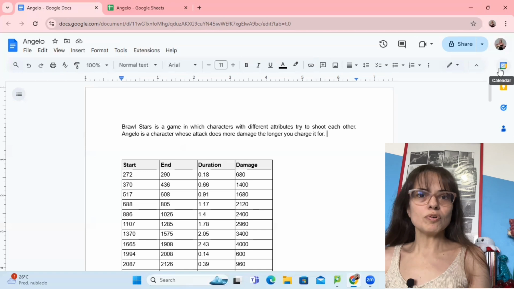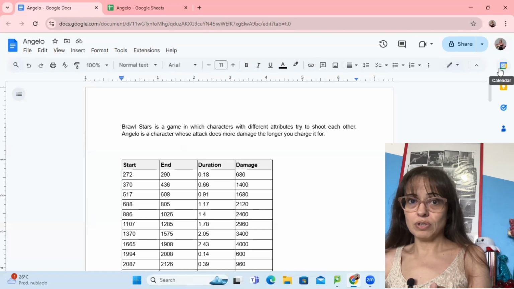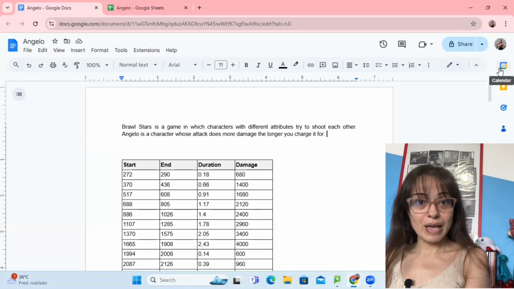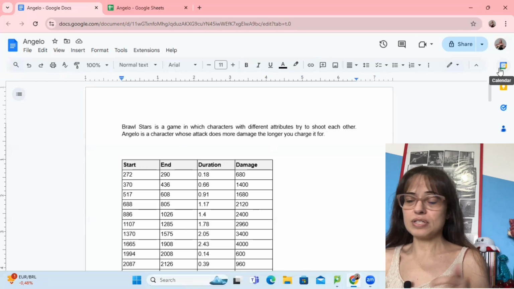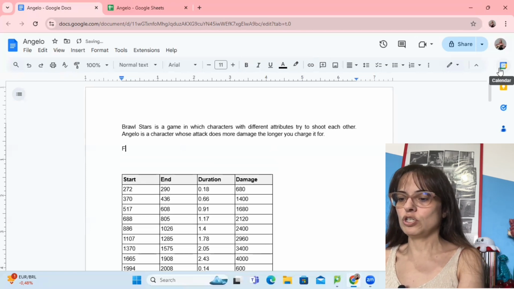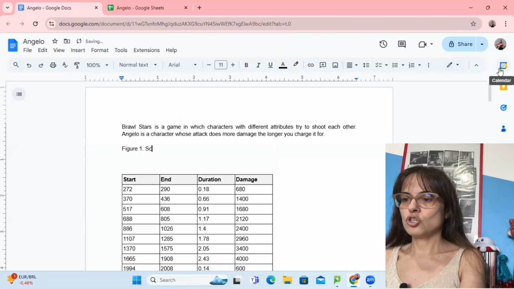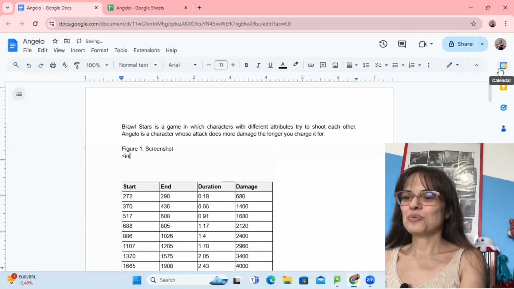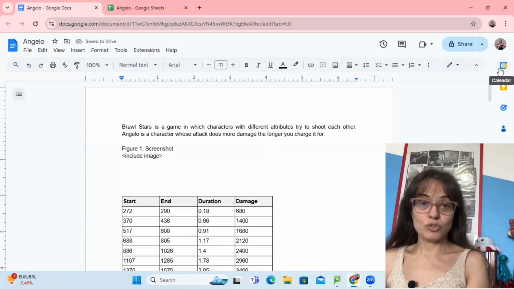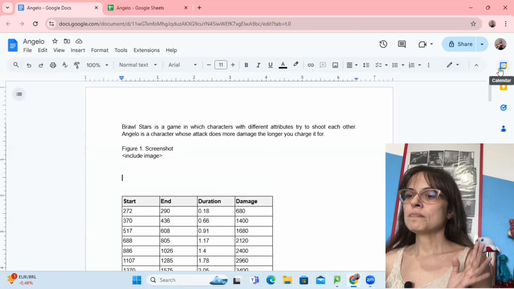Oh, but what level was your Angelo? Surely if you level him up some more, he's going to do more damage. Yes, I know, but it doesn't matter because I didn't level him up in the middle of collecting my data for my IA, so it's not worth mentioning. A screenshot will be nice. I have this video that I recorded, so I'm going to include a screenshot here. I'm not going to do that now because it would be boring to do while I'm recording the video, but I'll do it later and then I'll show you the final result.